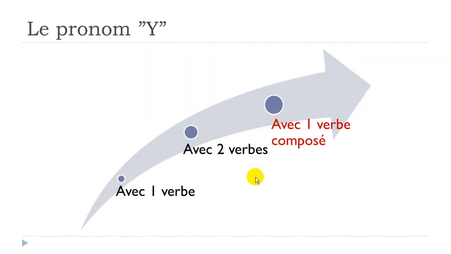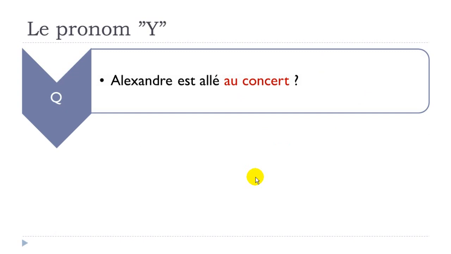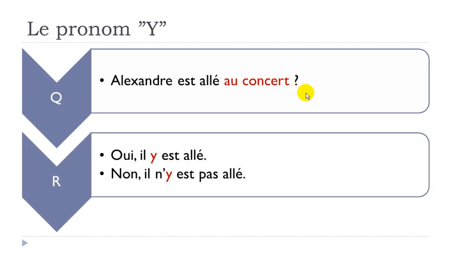Okay, and now let's see how it will work if we've got a composed tense, like aller here, at the passé composé form. So Alexandre est allé au concert. Okay, it's the past tense. Oui, il y est allé. Okay, so keep in mind that even if you've got two parts here, it's only one verb. It's the verb aller at the passé composé, okay? So it's composed. So we've got two elements, but still it's one verb. So it means that your pronoun Y should be before. Il, y, est, allé. All right?